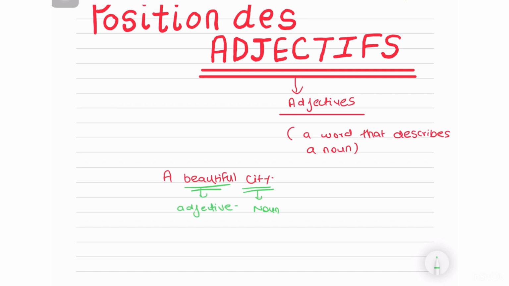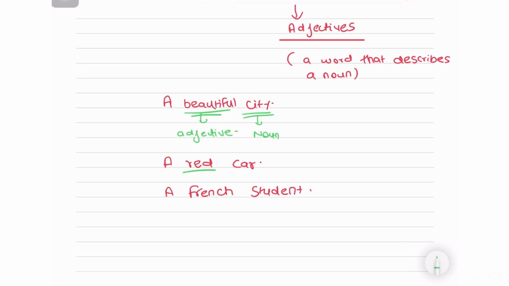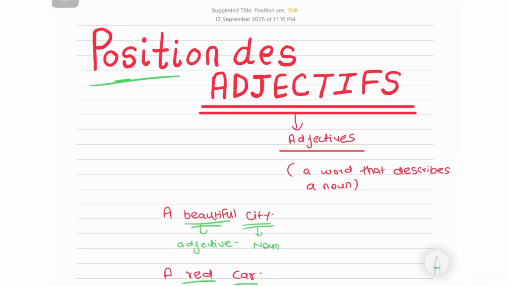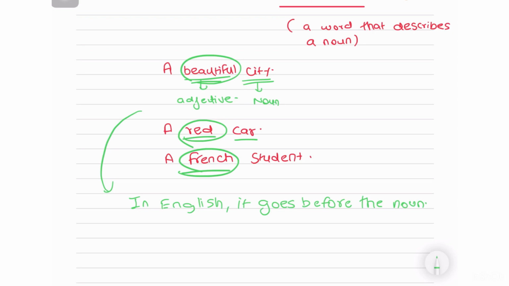Basically, things like color, nationality, form, shape, these are the words that give you a quality of whatever object you're talking about, be it a person, a thing, or a place. If we take more examples, here we have red that is describing a car, and French that is describing the student. Now this is pretty basic stuff, but what are we talking about specifically? It is the position of the adjectives, that is, where does the adjective go? You'll notice every single time it is before the noun. Maybe we didn't notice it before, but we all know it, right?